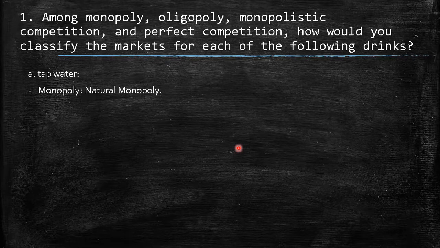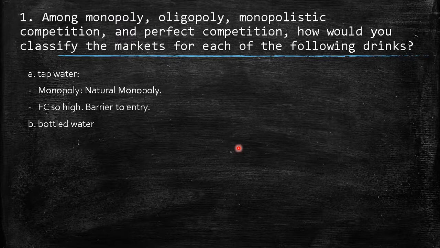Why? Remember the definition of natural monopoly is when the fixed costs are so high. When they are so high, this is definitely a barrier to entry, because other companies, in order to set up a company, would have to build pipes again and different kinds of constructions in order to set up a new tap water provider, which would be a high cost and even harder for people in general. So for this reason we talk about this market as a kind of natural monopoly.